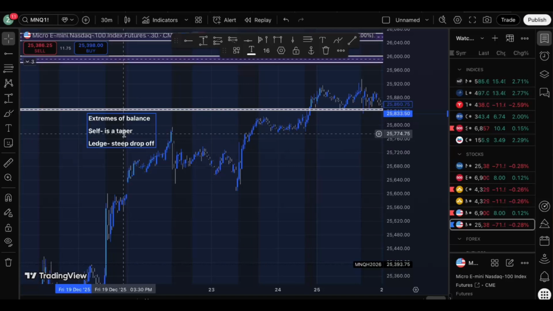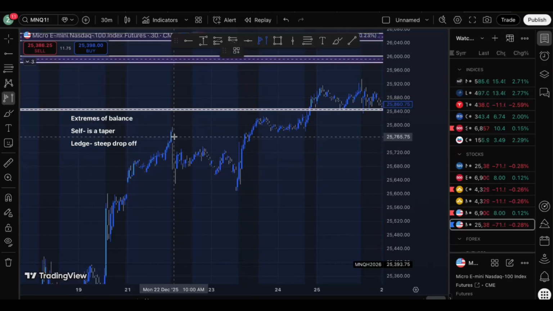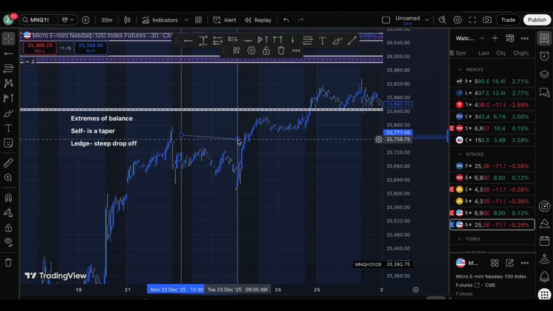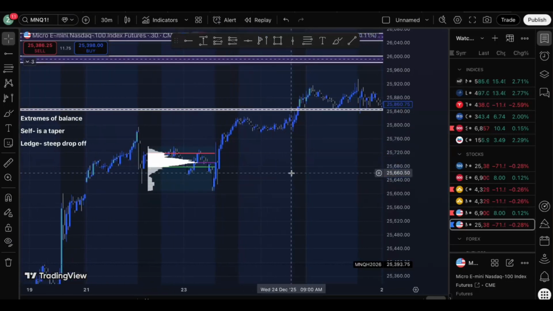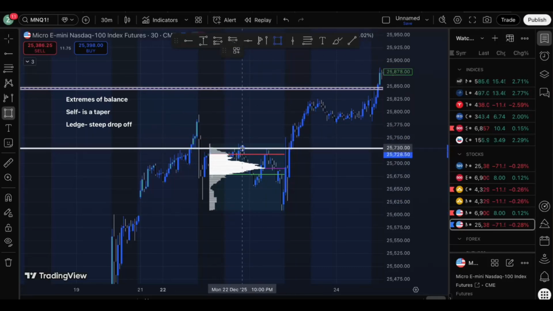So these are both extremes of a balance. Shelf is a taper, ledge is a steep drop off. So ledge is obviously the stronger of the both because it's a steep drop off of volume between a taper. So a taper would be like this, as you can see right here. We taper down, taper down. That is what we call a ledge.